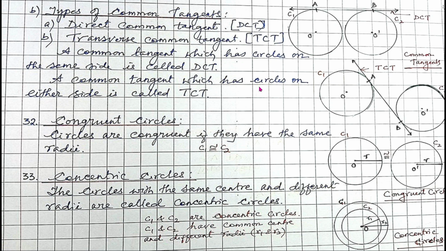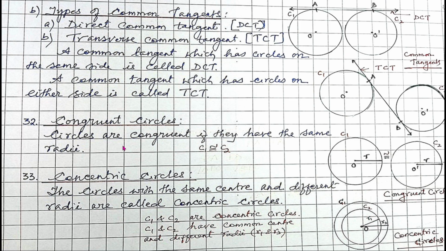Now a common tangent which has circles on either side is called TCT. Here we have circle C1 and circle C2. AB is the tangent. Now the centers of circle C1 and circle C2 are on either side of the tangent, and therefore the tangent is called a transverse common tangent.